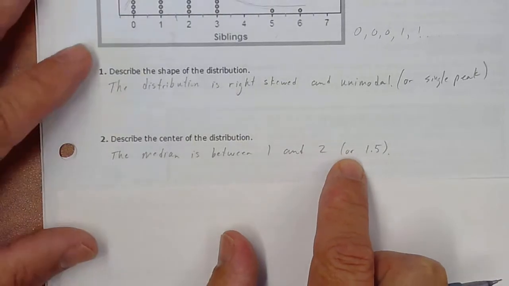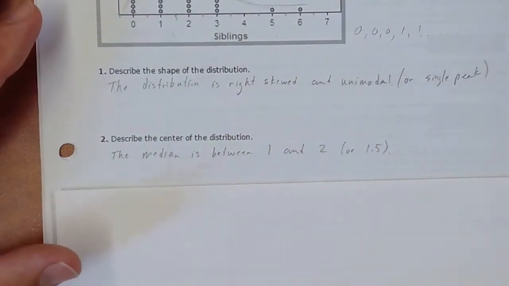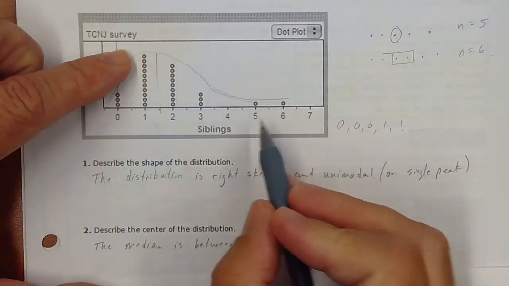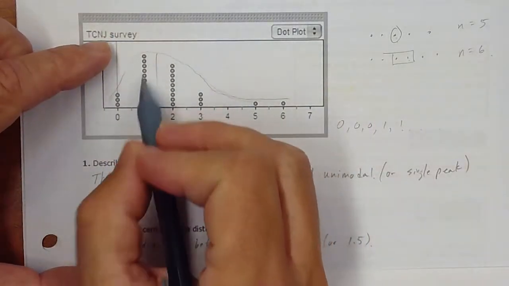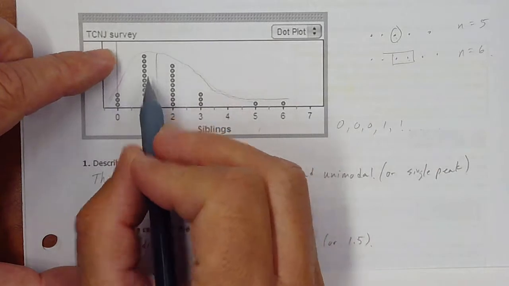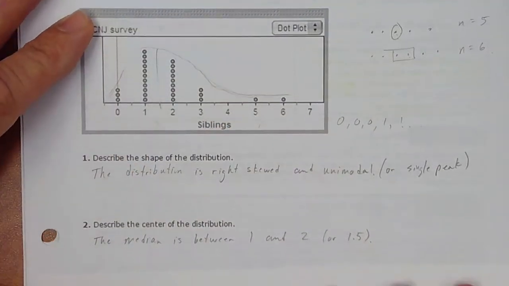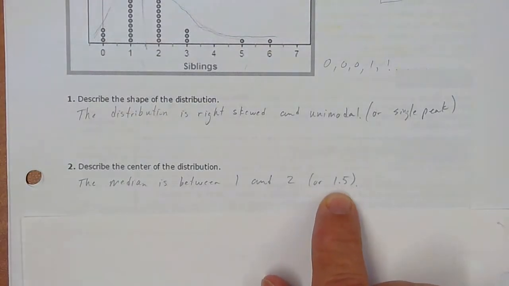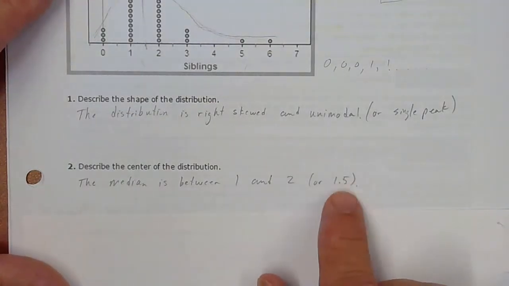Hold on, maybe we're off on data points here. Let me double count this. So check that. 28 data points. So it's between the 14th and 15th. So this is 14 points here. I got 14 over here. So it's between 1 and 2. All right, so the median is between 1 and 2, or if you put 1.5, that would probably be the best answer. Okay.